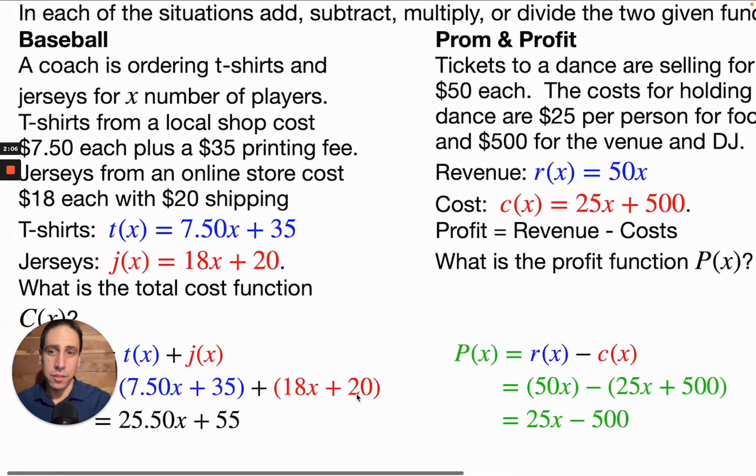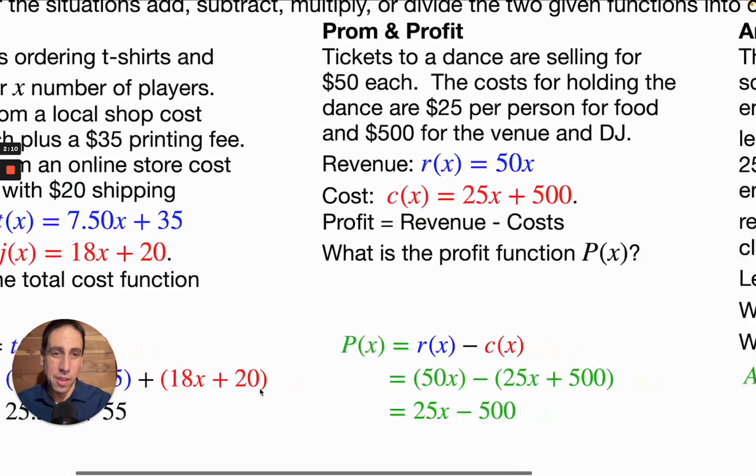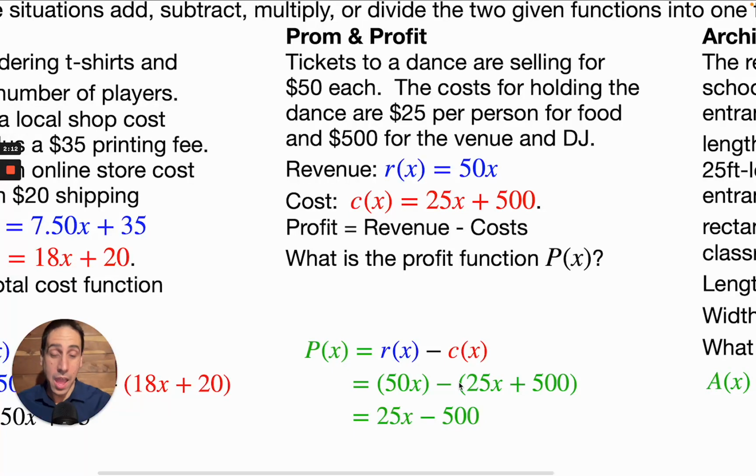Before, I don't know if you noticed that I put these in parentheses just to help me organize my thinking, but here, mathematically, the parentheses are absolutely required because you want to subtract 25x plus 500. You need to subtract the entire function, because when you get rid of the parentheses, this becomes a minus 500. So anyway, profit is going to be 25x minus 500. You better make sure you sell enough tickets so that you don't have a negative profit.